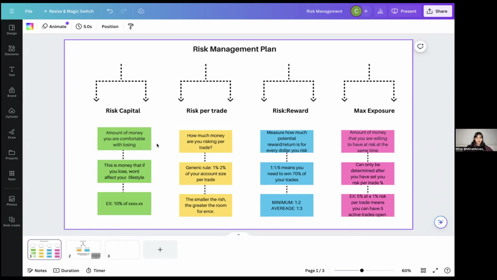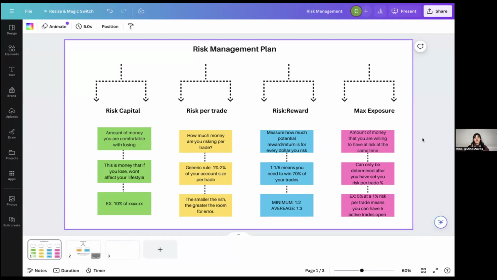So risk capital, this is the amount of money that you are comfortable with losing, okay? This is money that if you lose won't affect your lifestyle. So let's say you're like, hey Mina, I have $1,000, or I have $2,000, or I have $3,000. Are we going to fund a live account with all of the money that we have? Drop it in the chat. No, absolutely not. You are going to only risk what you are comfortable with losing.